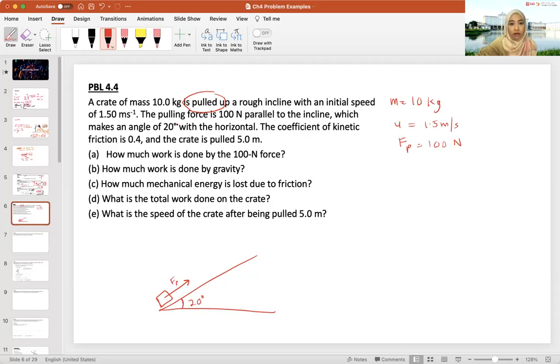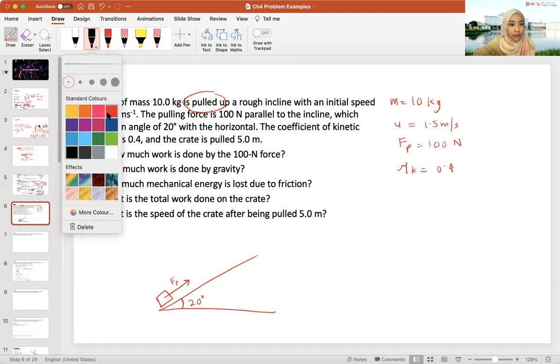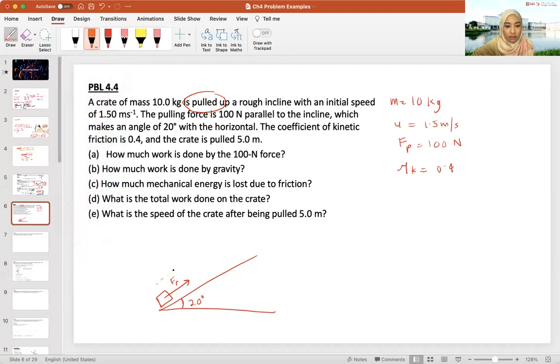The coefficient of kinetic friction. Kinetic friction means this box is moving. That is the coefficient of 0.4. And the crate is pulled by 5 meter. So it is moving by 5 meters. So the motion, how do I label this? It goes up like that. So this is 5 meter.